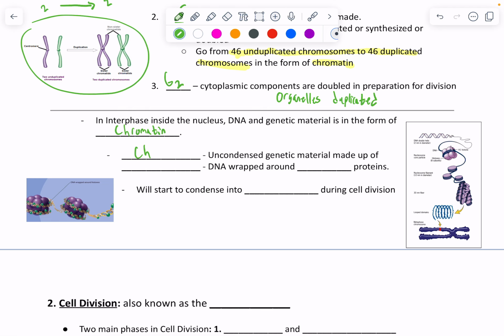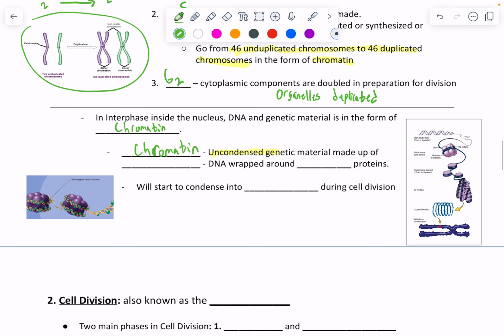So chromatin is uncondensed genetic material made up of nucleosomes. And a nucleosome is basically, chromatin is just one thing if you want to say it's a bunch of nucleosomes. A nucleosome is just made up of two things, which is DNA wrapped around a histone protein.